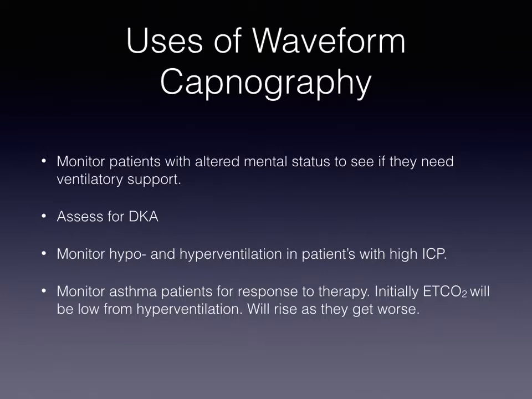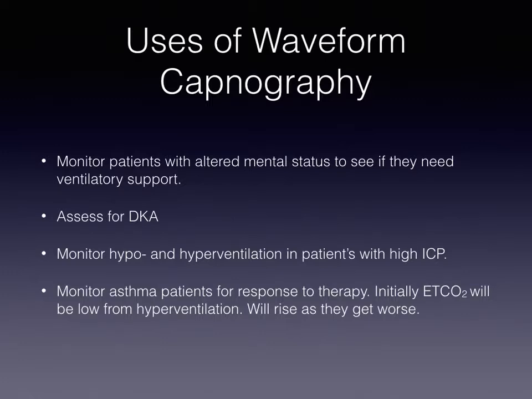You can assess for DKA. Remember we said in diabetic ketoacidosis, the end tidal CO2 gets fairly low, and if you have somebody that has the signs and symptoms of DKA, you measure a blood sugar, it's critically high, and you check their end tidal CO2, it's very low. Chances are you've got a patient here that's in DKA, you've made your diagnosis.